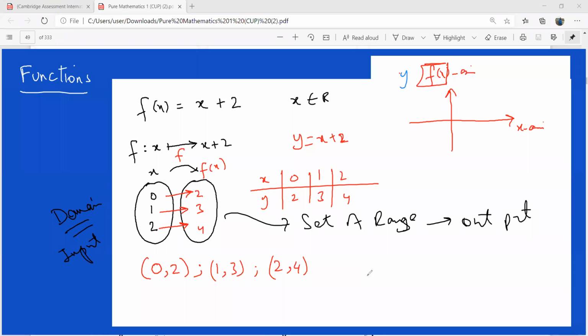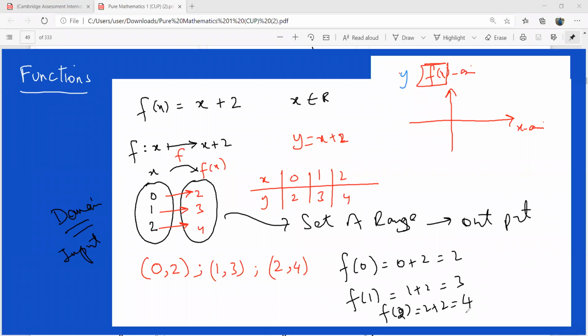So x is the values that you put into your function, and f of x is the result of that. Now the same things, 0, 2, 1, 3, are also written like this. You people know that f of 0 would be 0 plus 2, and that is equal to 2. f of 1 is going to be 1 plus 2, and that is equal to 3. And then f of 2, sorry, that is going to be 2 plus 2, and that is equal to 4. Any questions so far, बच्चों?